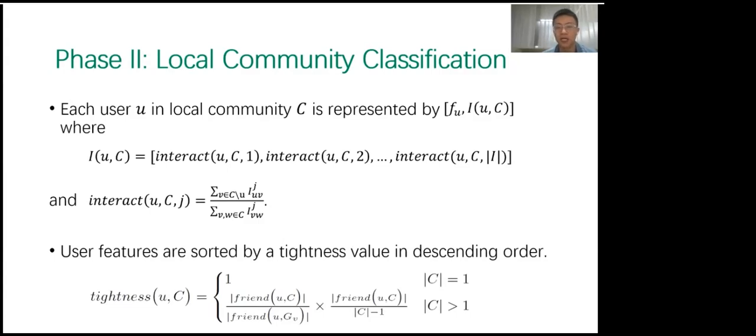Now that we have the representation of each user in C, we can aggregate these representations into a feature matrix. However, there are many nodes in the local community, and we want to decide the order to place their feature representations. In our paper, we want the important nodes to be ranked at the top of the feature matrix. So we defined a tightness value using the equation below. If a user is connected with more friends in this community, then it will have a higher tightness value, and it will be ranked at the top position in this feature matrix.